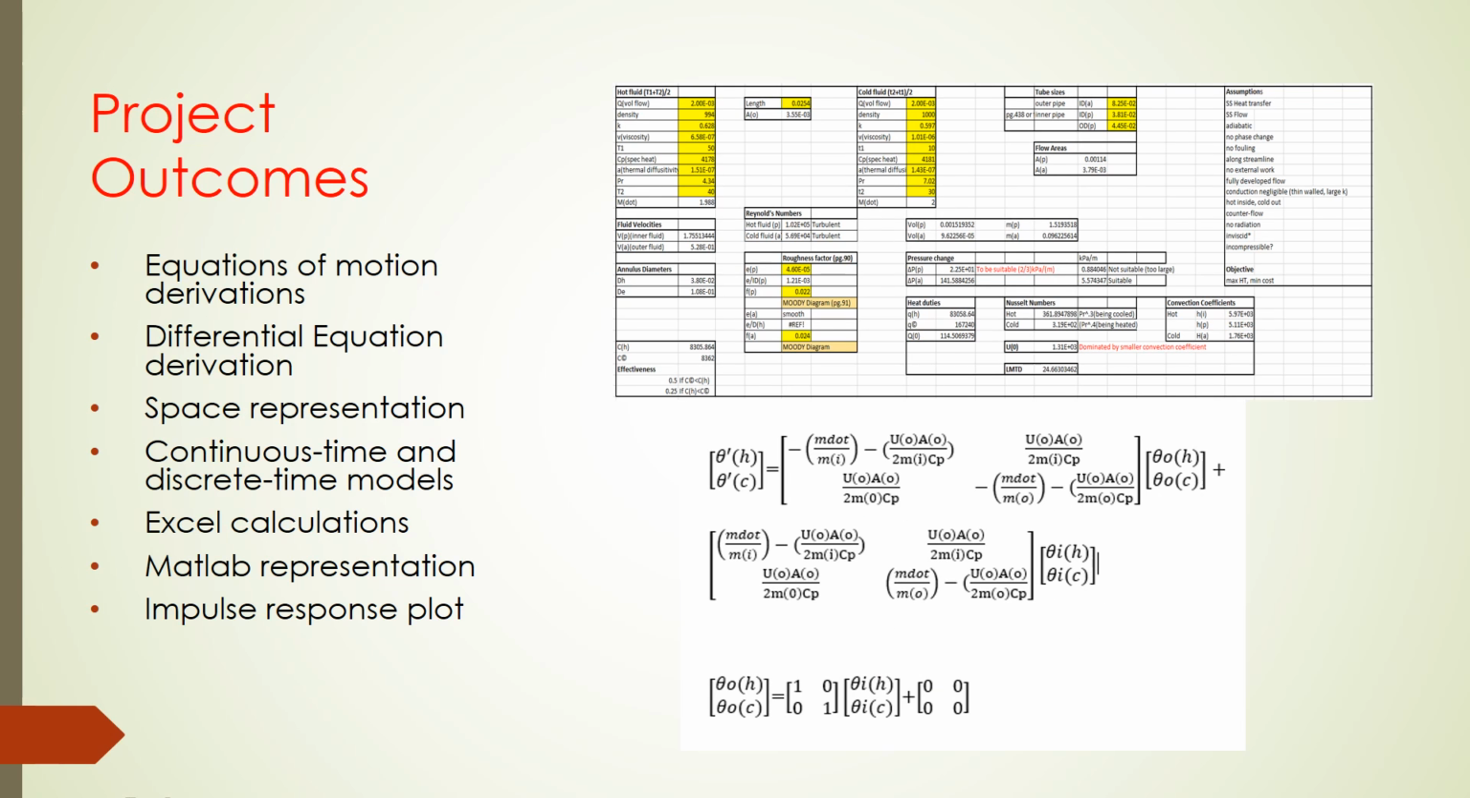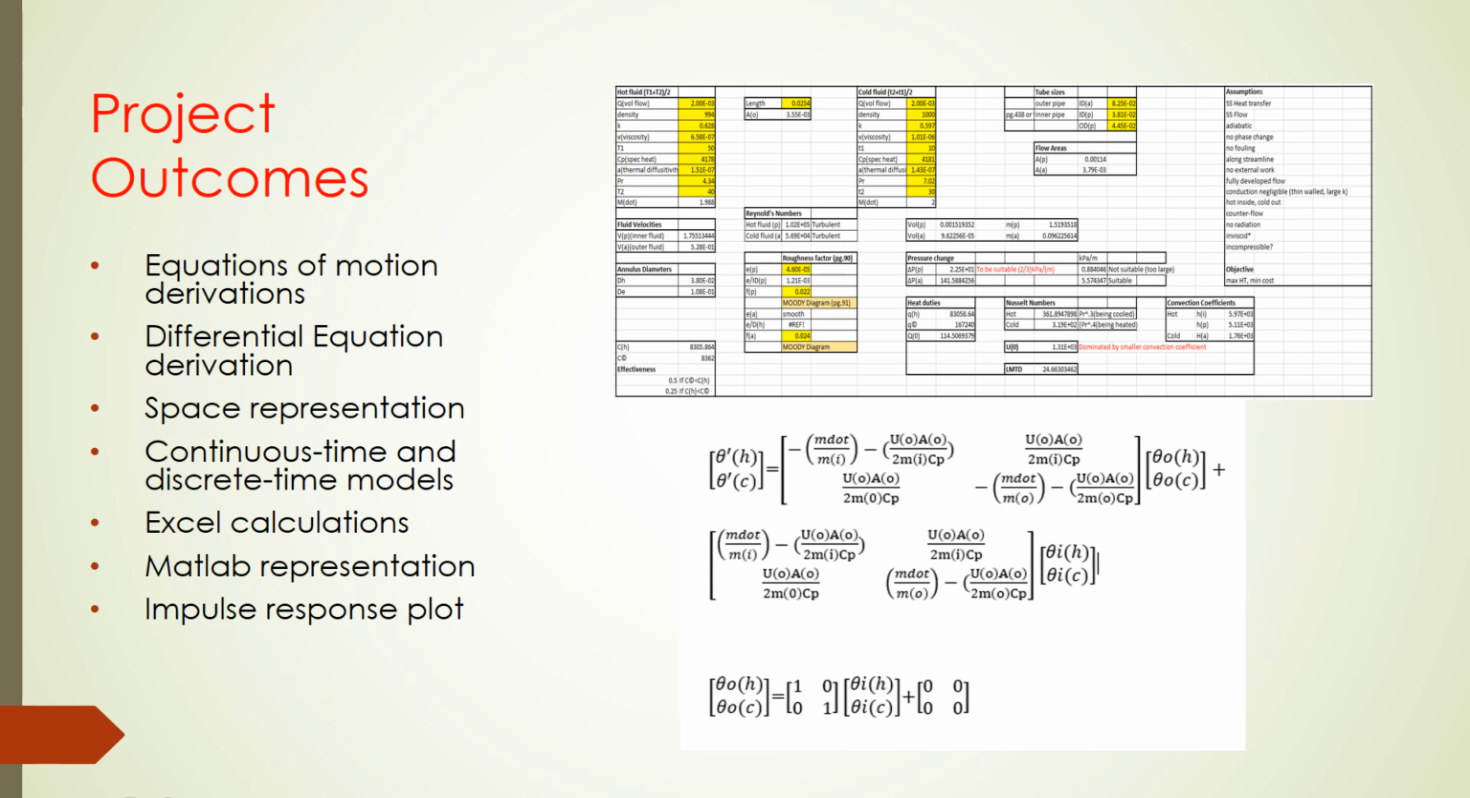Now, the project outcomes of this project were first to set the design variables, the parameters, to assign some values to those and do some initial calculations in Excel for comparison and analyzing that against our simulation results. But first, the equations of motion were derived. The differential equations were derived, and therefore we got a state space representation from the differential equation. And then I developed continuous time and discrete time models.